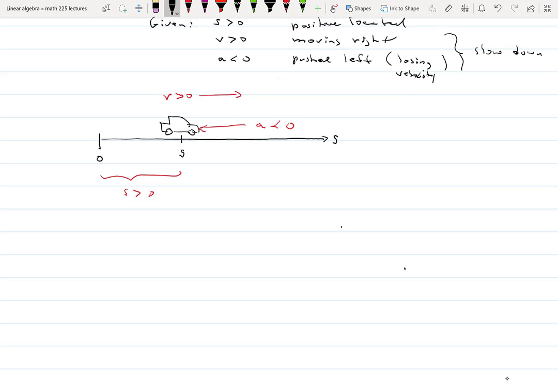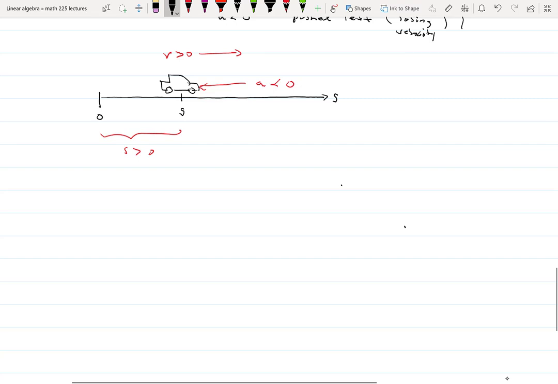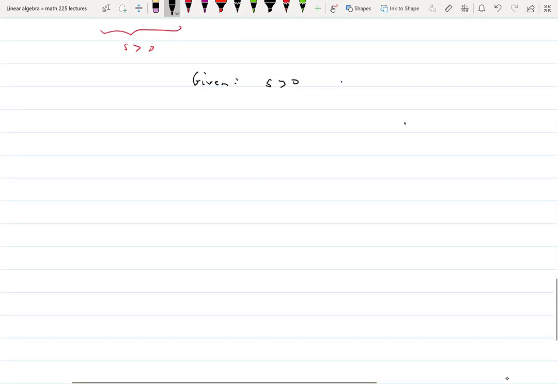Okay, I want to copy my drawing again, but I want to look at another situation that's a little tricky. So given, same old S positive, same old positive location. Velocity is less than zero now, and acceleration is less than zero. I'm trying to focus on the tricky part of acceleration here, meaning acceleration less than zero does not at all necessarily mean that you're slowing down, even though it does always mean you're losing velocity.